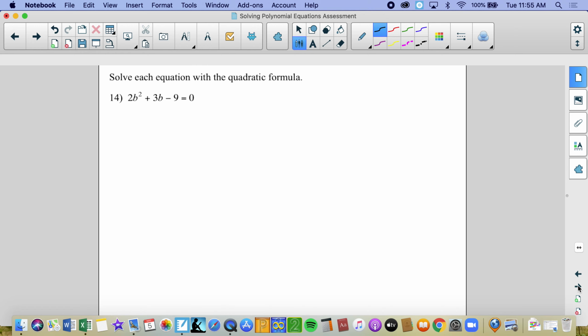All right, now we move on to quadratic formula. Quadratic formula, a, b, and c can be anything. It just needs to be set equal to 0. So we're not concerned about what a is, what b is, or what c is. We just have to make sure that it's equal to 0. So my a value is equal to 2, my b value is equal to 3, and my c value is equal to minus 9.